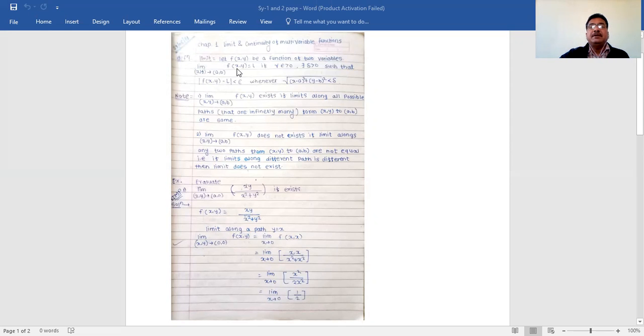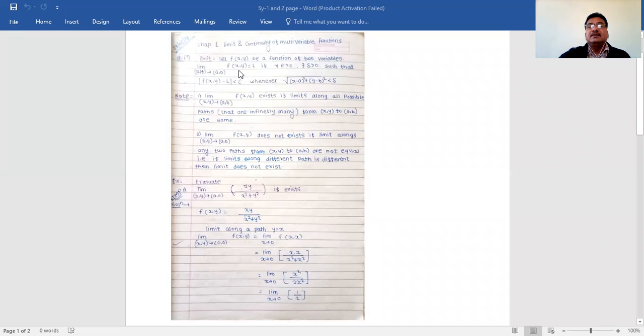So, definition of limit: let f(x,y) be a function of two variables. If we write f(x,y,z), then it is a function of three variables. In this way, we have to study multivariable functions, that is two variable functions and three variable functions, their limit and continuity, and differentiation and integration. So here f(x,y) is a function of two variables.